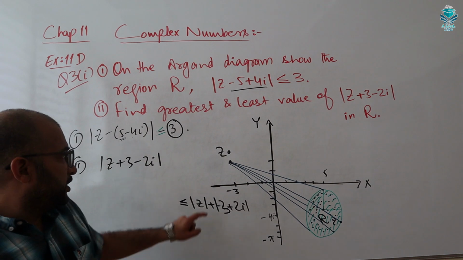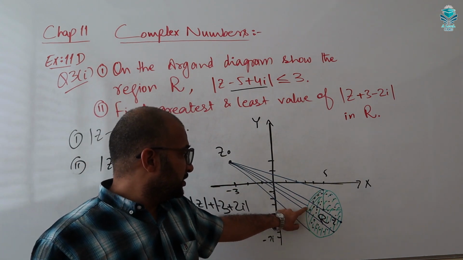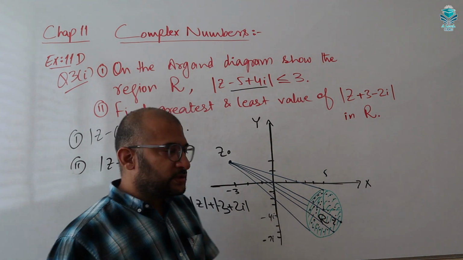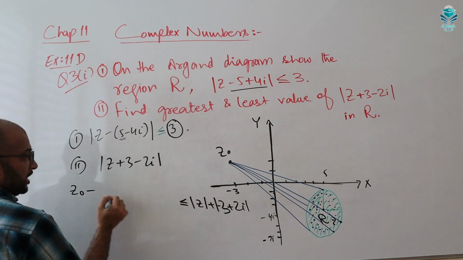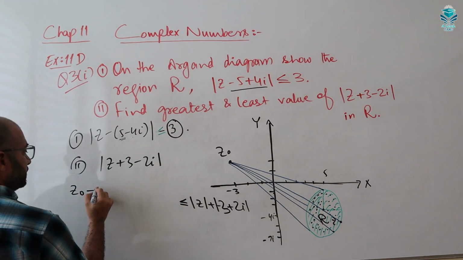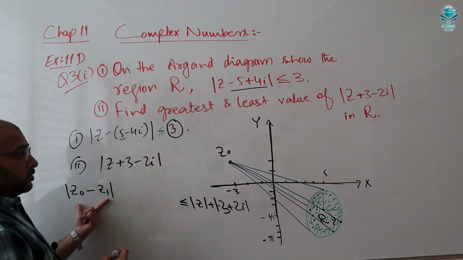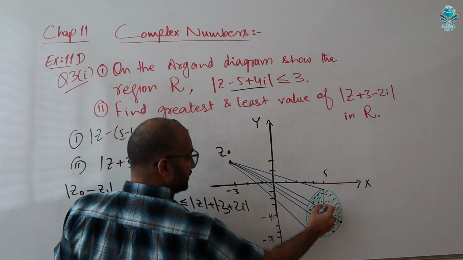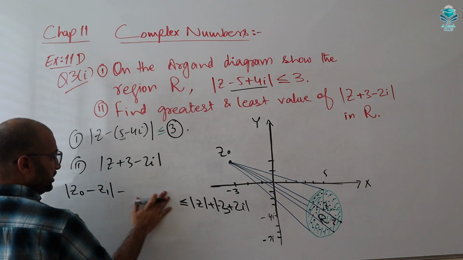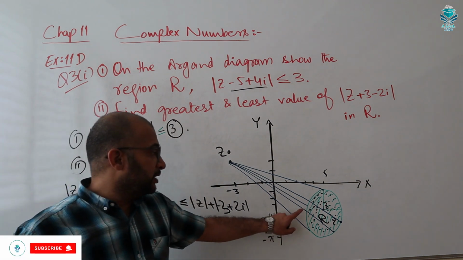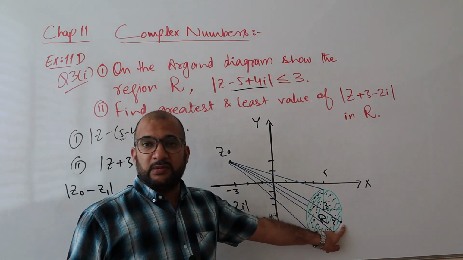So to find the z in a region such that the distance from z0 will be minimum or maximum, we use a tactic. We find the distance between z0 and the center z1. This is the distance between two points. So we calculate the distance between z0 and z1. Let's say this z1 is the center, and then we subtract 3, which is the radius. That will be the minimum distance, and if we add 3, that will be the maximum distance.